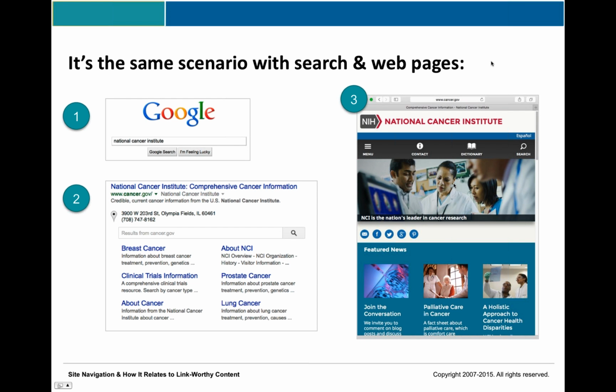So here is an example of information scent. Number 1, people typing keywords into a search engine. Number 2, search engines present search results, hopefully validating your information scent. If I clicked on the top link here, I expect to go to the cancer.gov homepage.